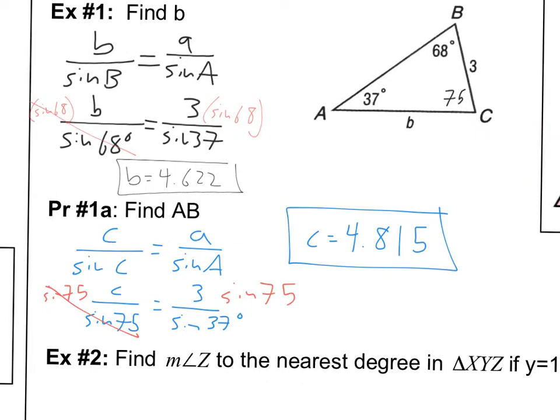Okay, so I just wrote out C over sine C equals A over sine A just to get used to using the formula. I plugged in everything I knew except for, of course, side C, which is the same thing as AB, right? AB is side C, so that's why I just said C.